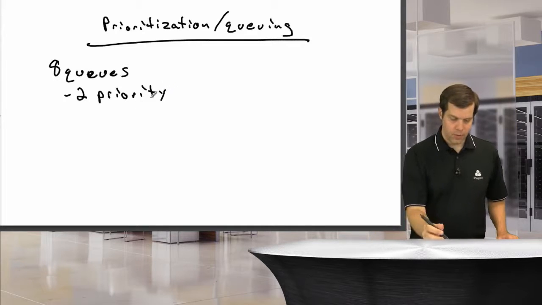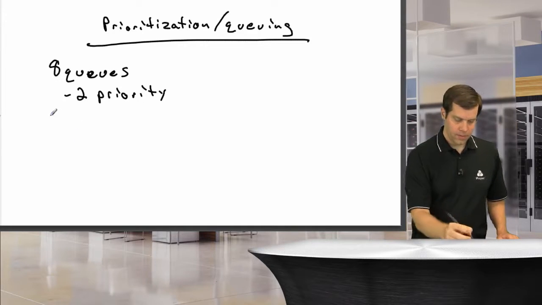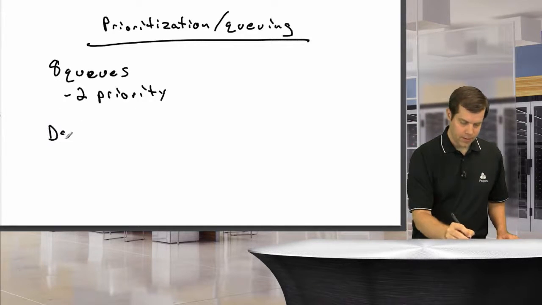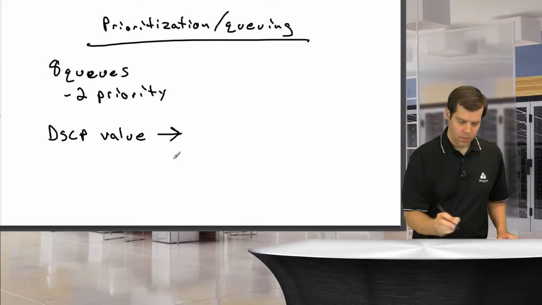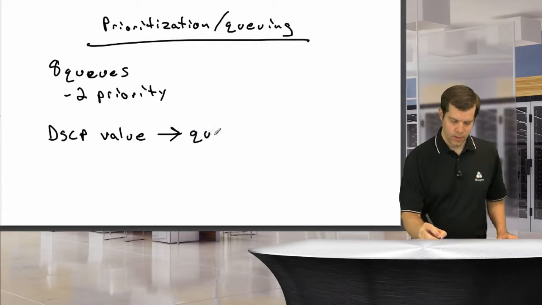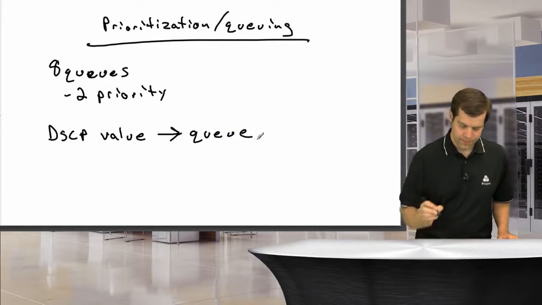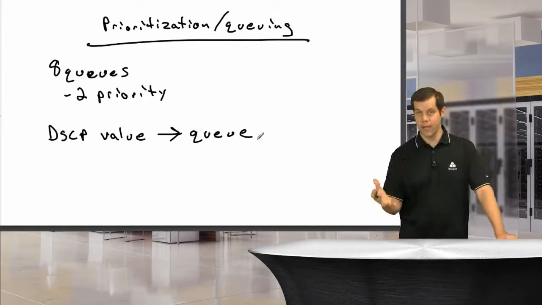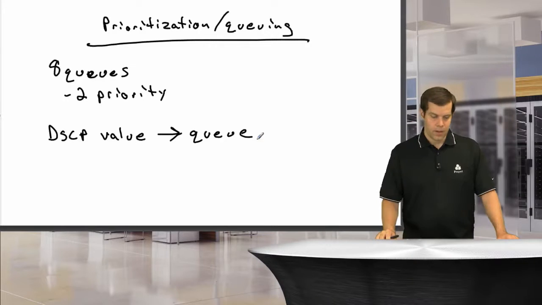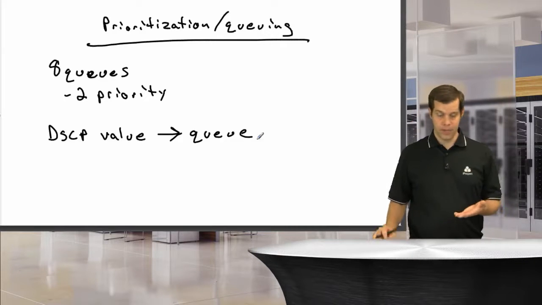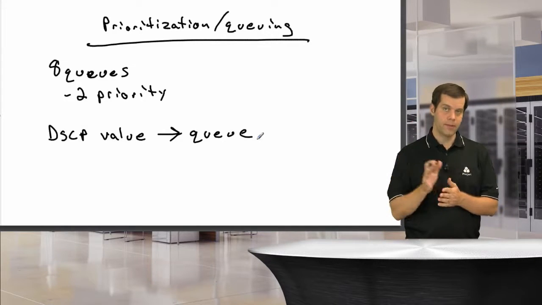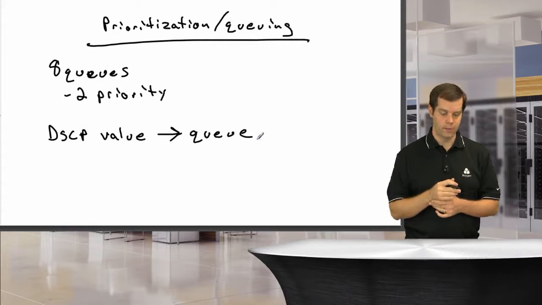So 8 queues, 2 priorities, and typically it's going to be the DSCP value. We'll send it to the appropriate queue, assuming we're talking about layer 3 traffic, which is typically what we're talking about here. So that's where the DSCP value becomes important, because that's what's going to oftentimes send it to our different queues.